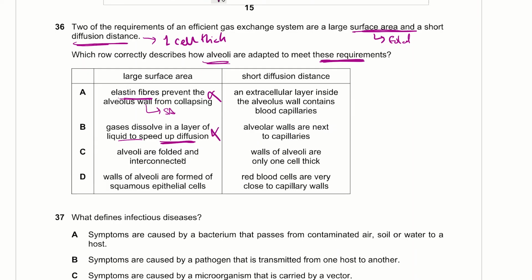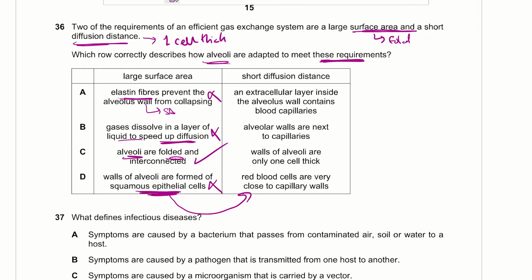Alveoli are folded and interconnected. So alveoli, we just said the folding of the alveoli causes a large surface area, so this is correct. Walls of the alveoli are formed of squamous epithelial cells. So squamous epithelial cells actually does something to do with the short diffusion distance, therefore this is incorrect.